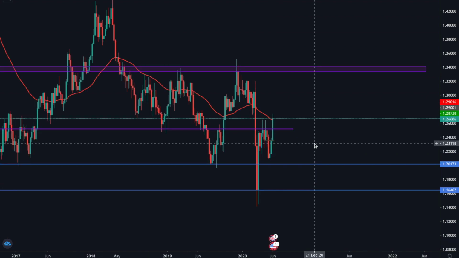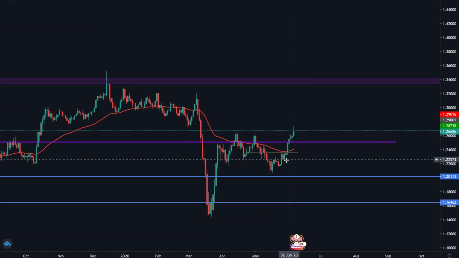So here's GBPUSD, and in our previous video we said that we want to see a higher high to confirm our bullish bias on the weekly, and here it is. As you can see, a clear higher high, which is this bullish massive engulfing candle, and we have a break of the 50 EMA on the weekly as well, confirming our bullish bias. So let's go down to the daily.